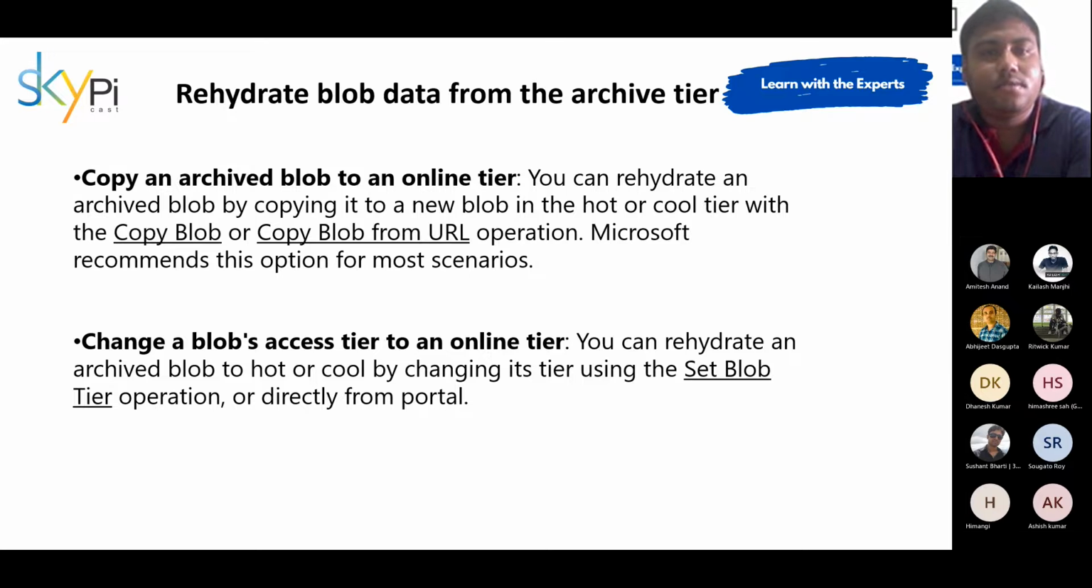There are two ways we can rehydrate a blob to an online tier. We can copy that single blob to another blob which is currently online, or we can go and change the access tier to online. Changing the blob's access tier to online can be done via the Azure portal. But copying an archive blob to an online tier, I think, has to be done by calling the REST APIs.